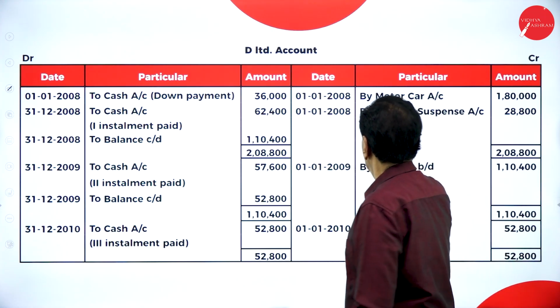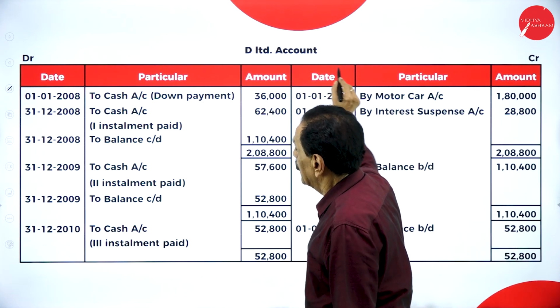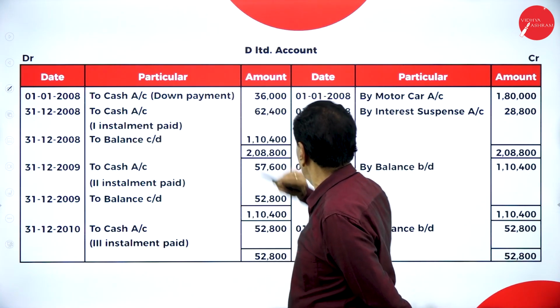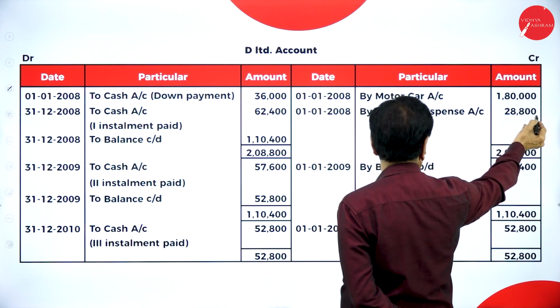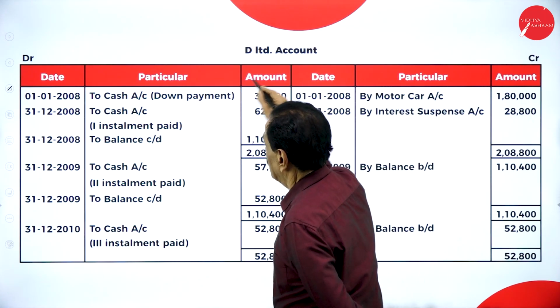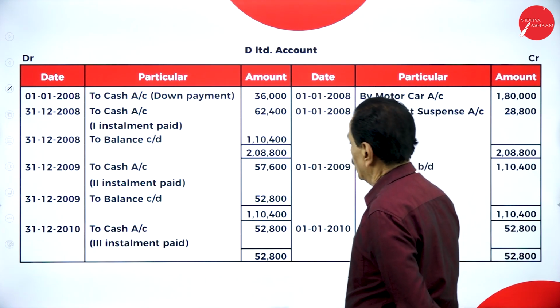Delimited motor car account debited to Delimited account. Delimited account credited to cash account, down payment. Interest of that year, interest expense account 28,800. Delimited due, cash account, first installment paid 62,400.